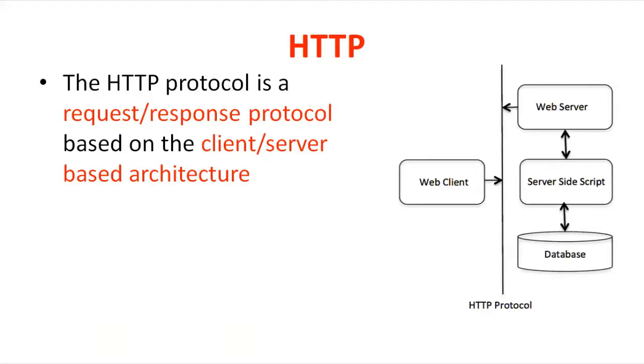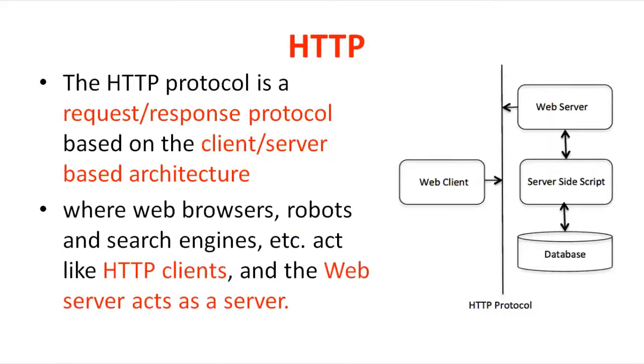What is a client? A client is simply software. That means if you install the client software in your system, that's called a client. If you install the server software in your system, you represent it as a server. Web browsers, robots, and search engines are HTTP clients. For example, the Mozilla Firefox browser and Internet Explorer browser are all HTTP clients. In this case, a web server acts as a server.